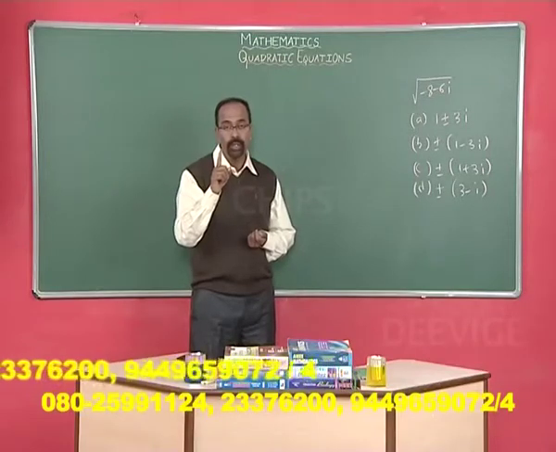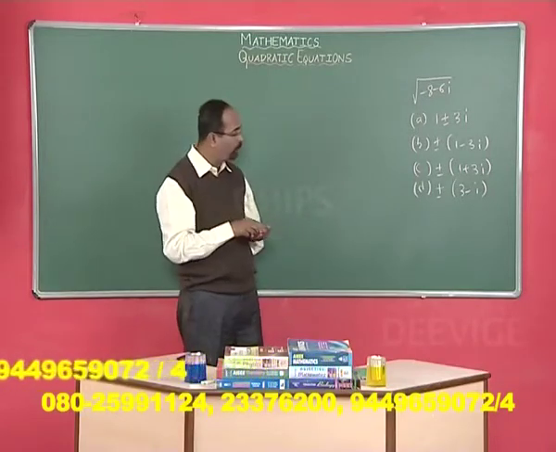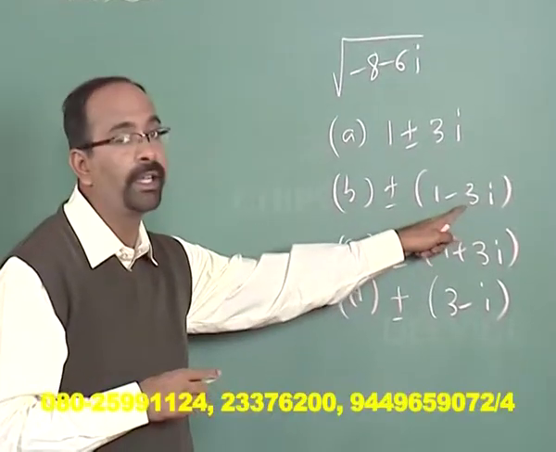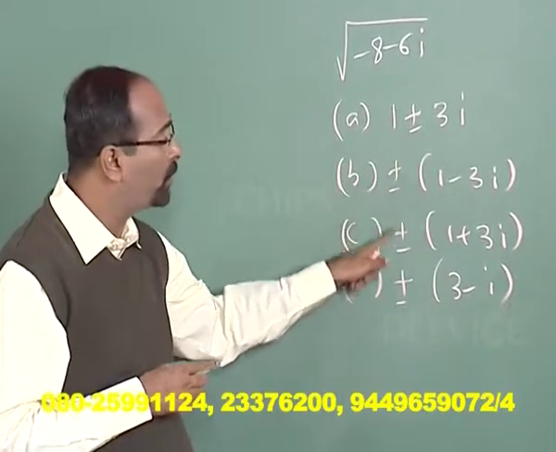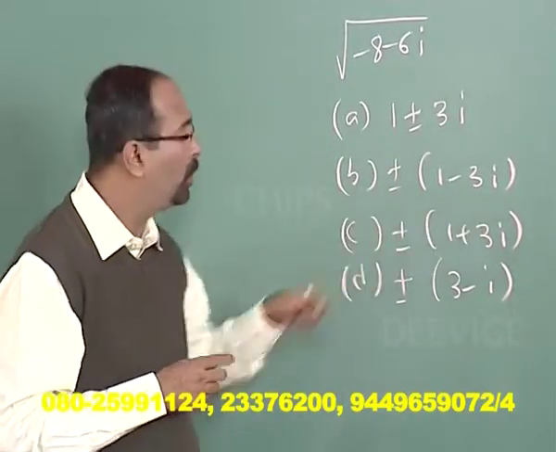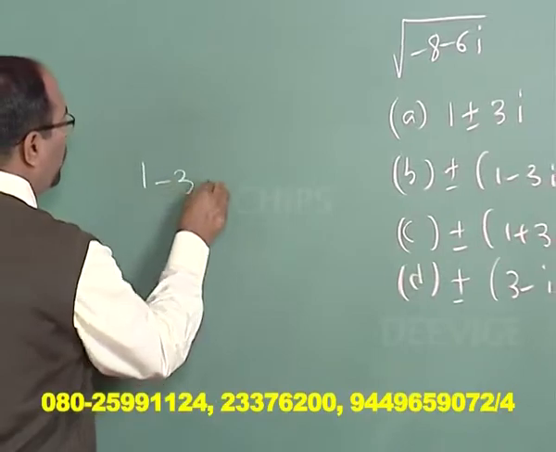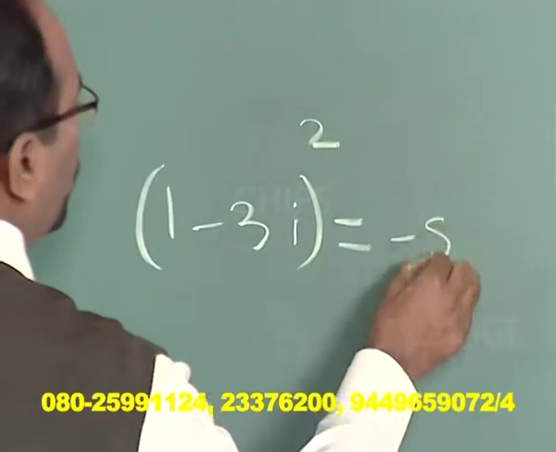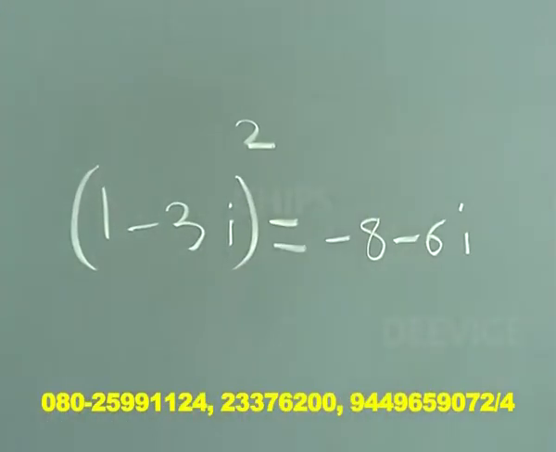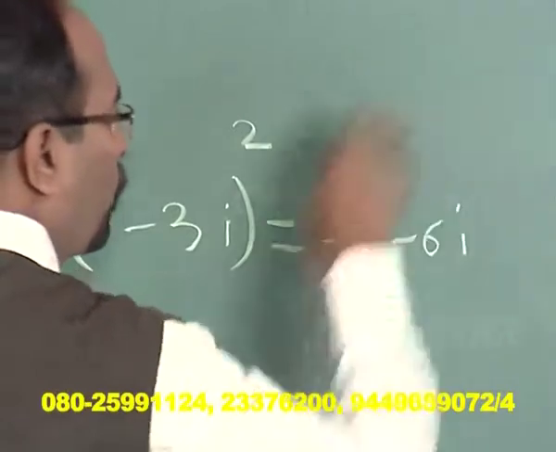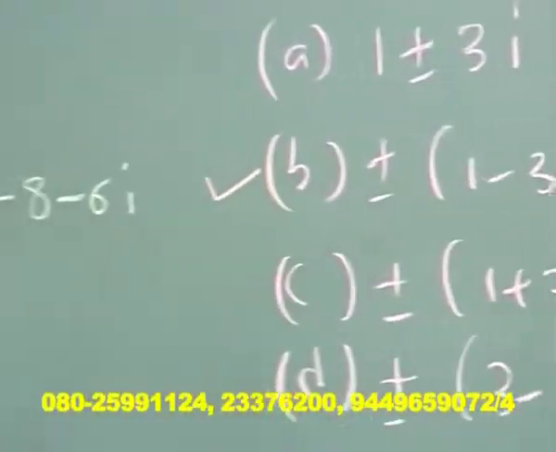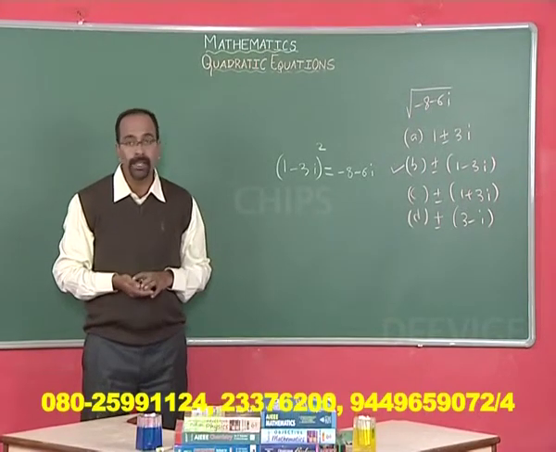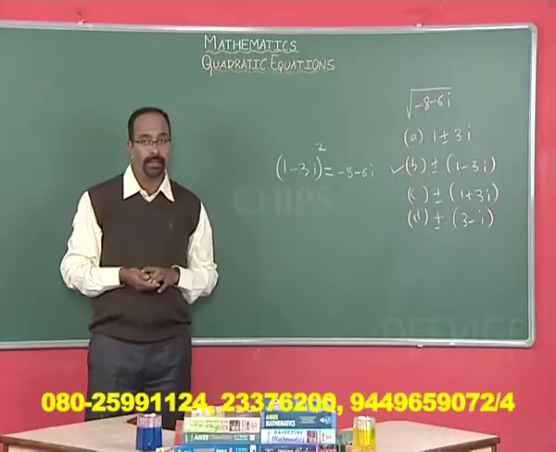As I have told you, it is most likely that you may get the answer with the coefficient of i as negative. No doubt you have got plus or minus everywhere, but concentrate on this. Now, just square 1 minus 3i. I need not explain this. You will get minus 8 minus 6i. When we square this, we get back the question, which means option B must be correct. There is no need to try other options because this problem is based on numericals, not variables.